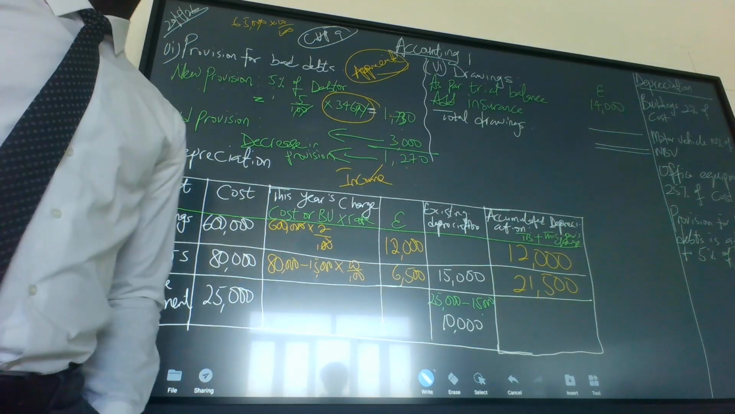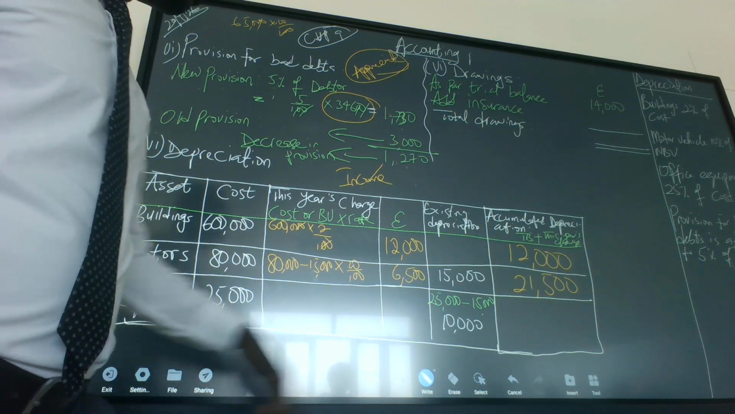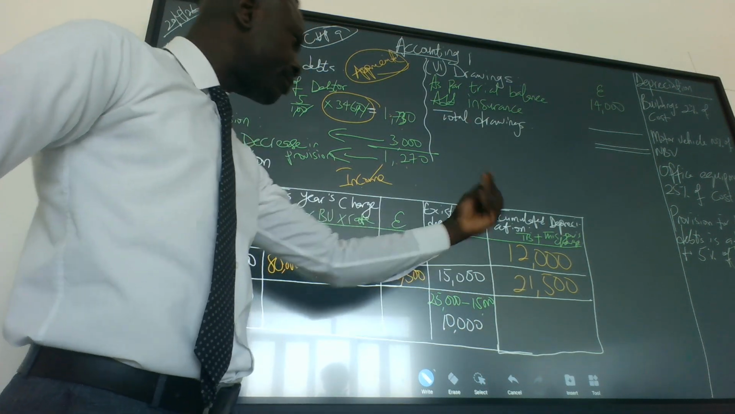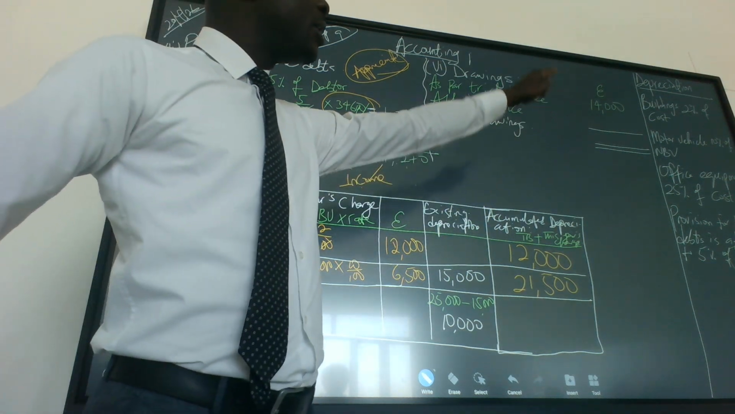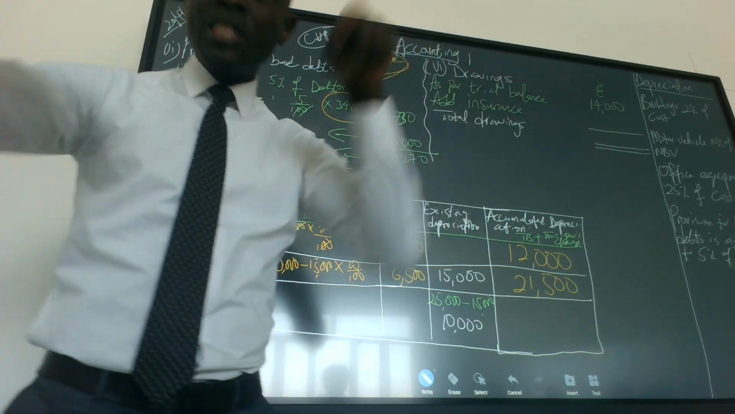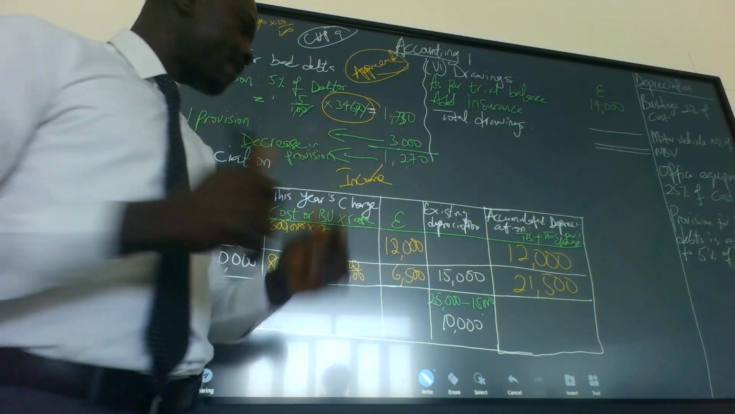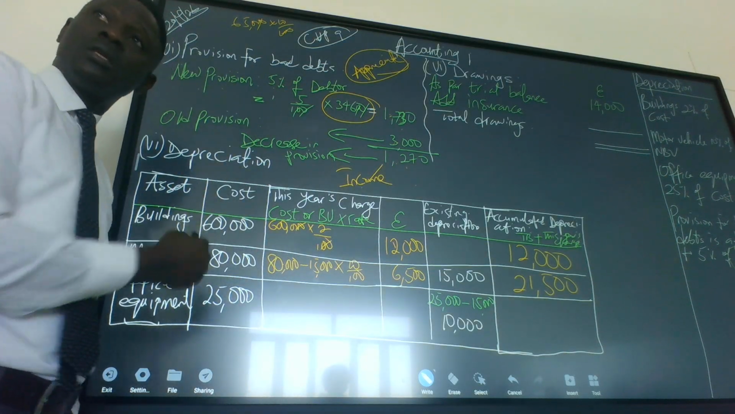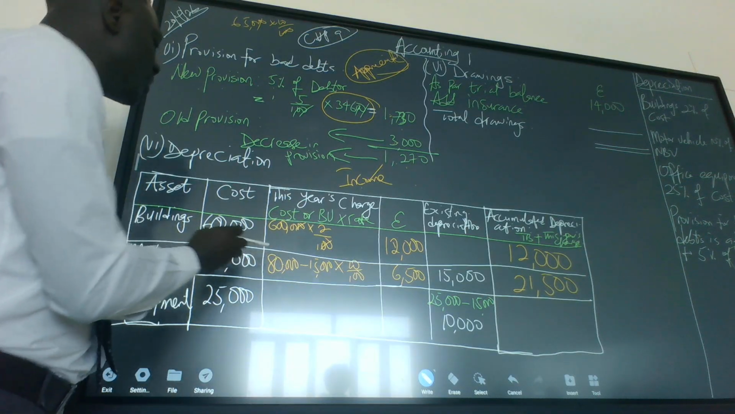So why then you put this one? Yeah, 21,500. Then I said, let's go back to the question, the additional information. Depreciation should be 10% of NBV for this year. Net book value is cost minus depreciation, right? This year for motor vehicle, the cost of motor vehicle is 80,000.